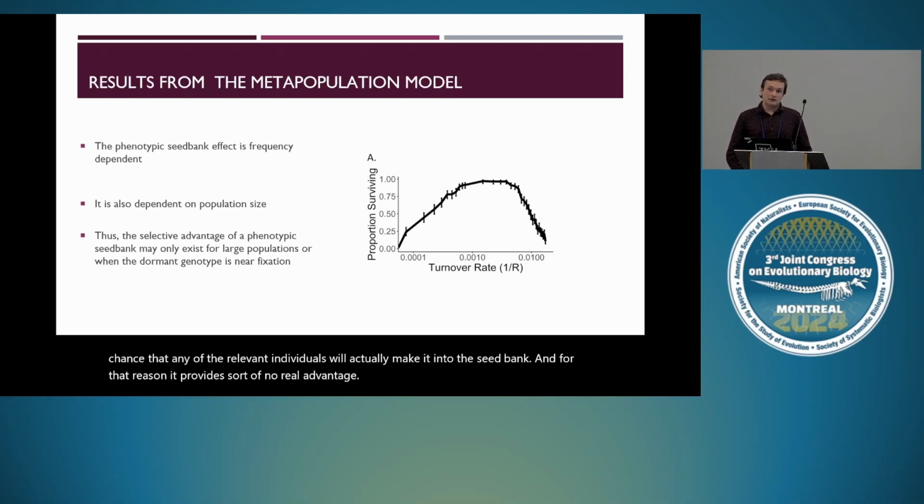If we were to simulate this in higher population sizes, or if the genotypic ratio was closer to fixation, it might have a better chance of having some kind of selective advantage to forming these seed banks.